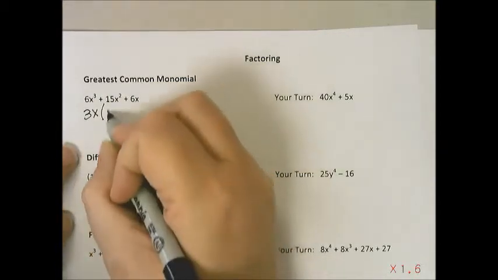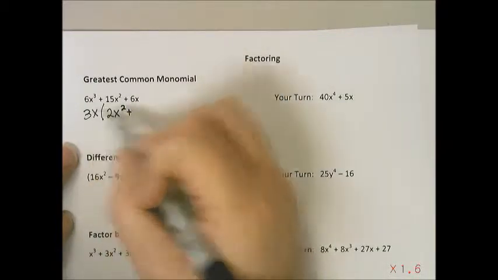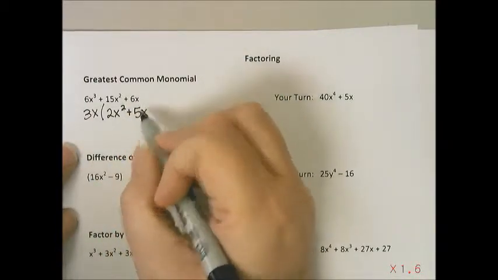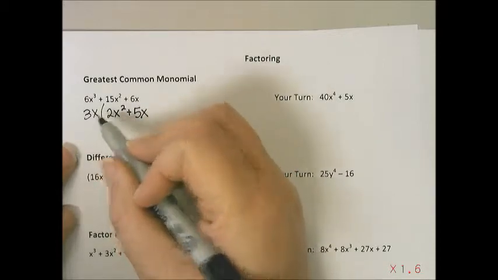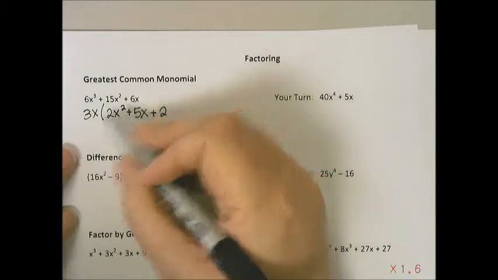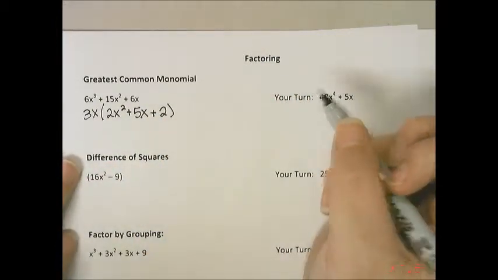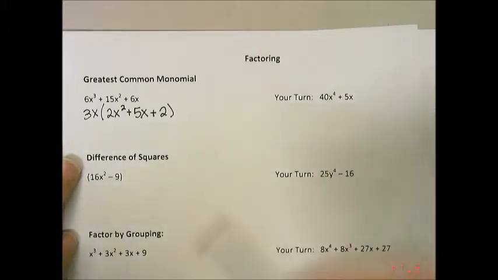So 6 divided by 3 is 2, and then we have 2x squared, plus 15 divided by 3 is 5, so that's a 5x because we have 2 x's here, and we're going to subtract our 1 to make it 1x, plus our 2, because 6x divided by 3x is 2. So that is how to do that. Then you can do this one on your own.